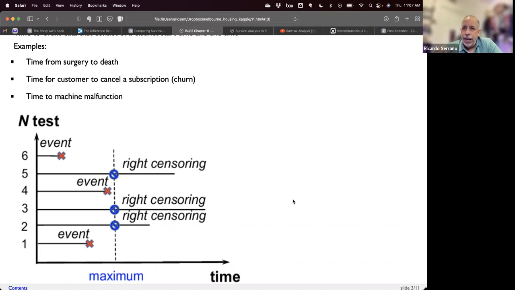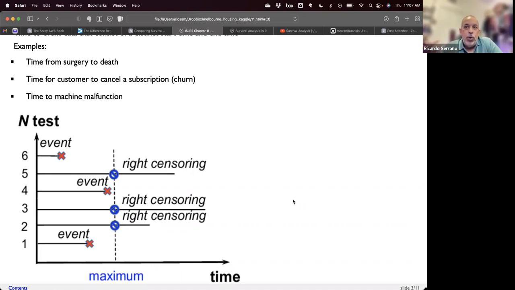Those that are still alive when you finish the study, those are the censored data. Because once you finish, that's your capital T, the span of the study.